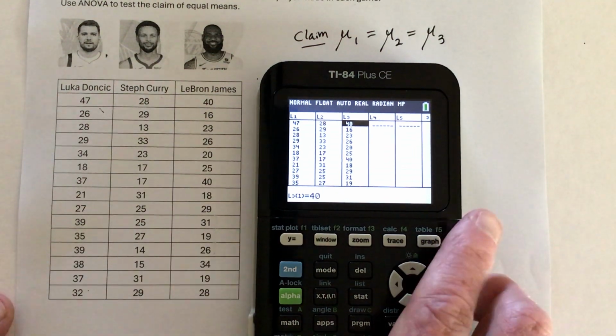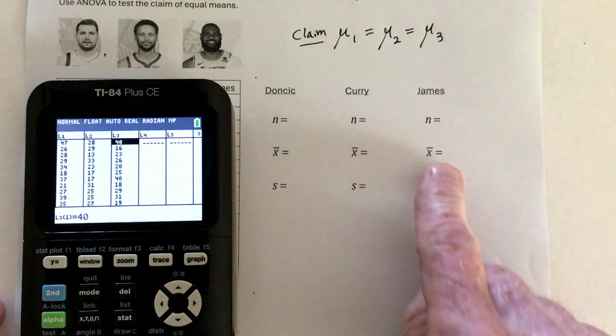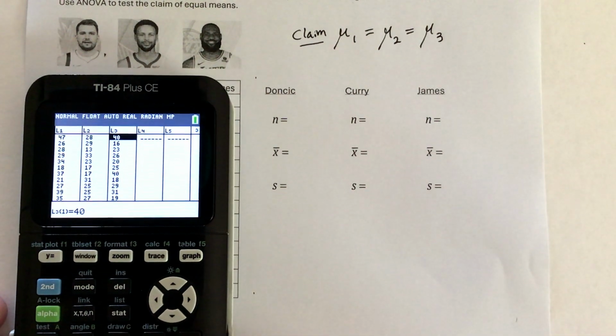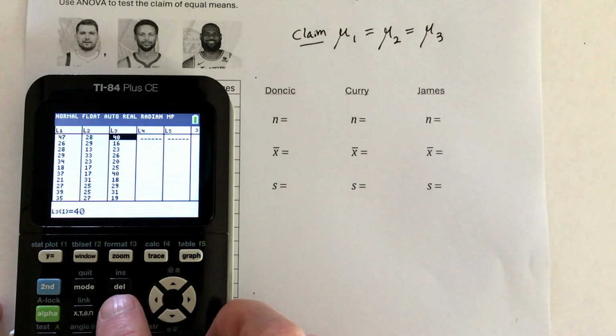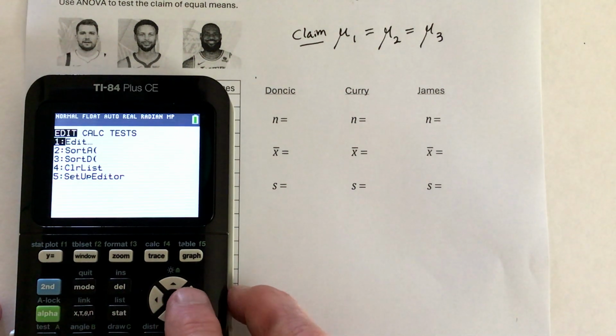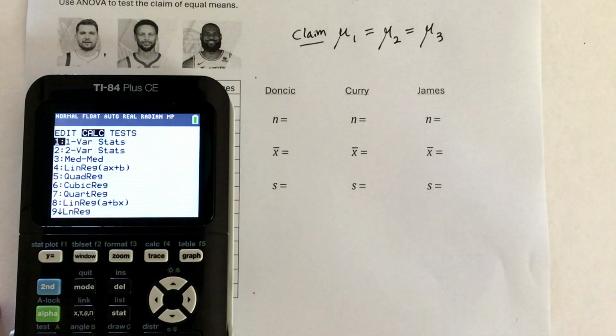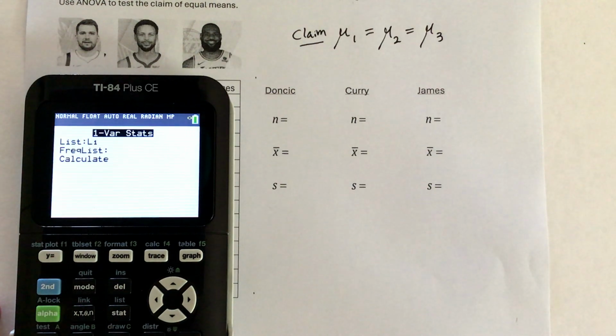All right, next up, I need to write down for the 3 players what's their n, mean, and standard deviation. So if you just go to Stat, so we did this at the beginning of the semester quite a bit. It's been a little while. And then you move over to Calculate and do the 1 variable statistics. And just start with list 1. Luka.